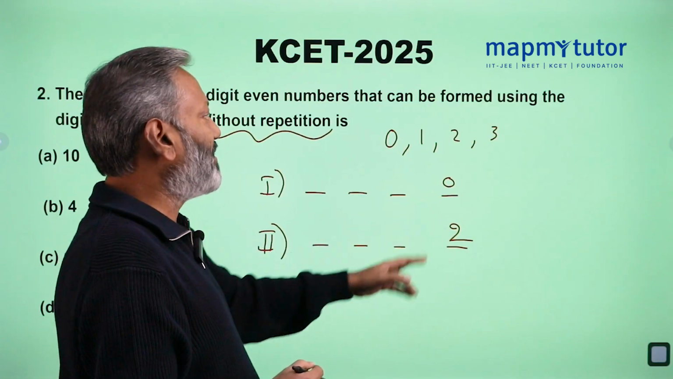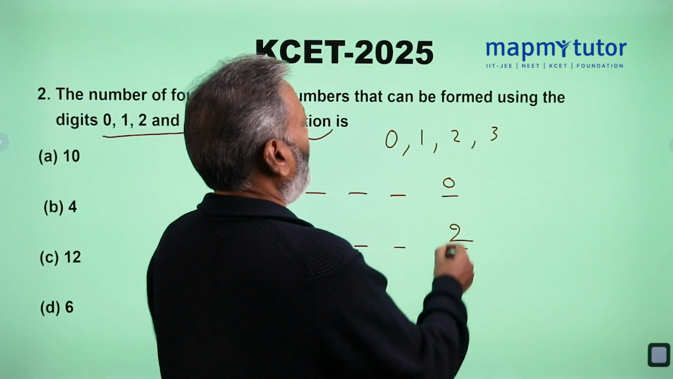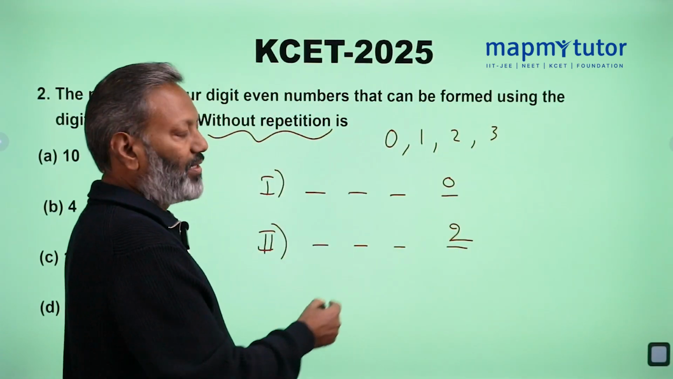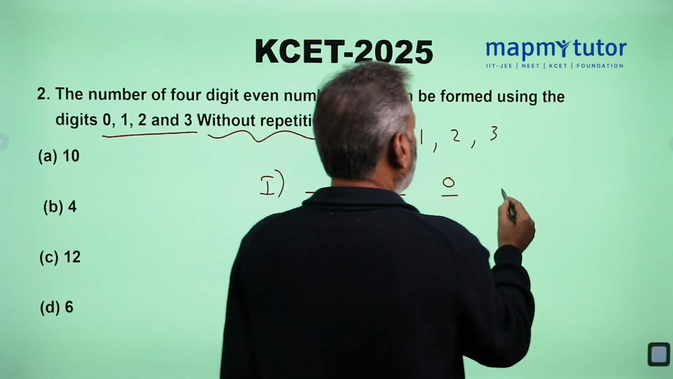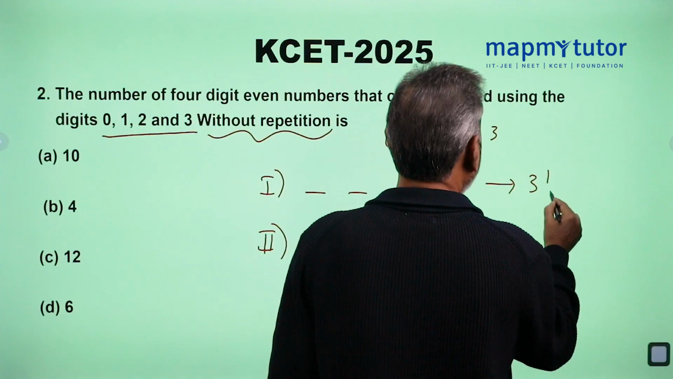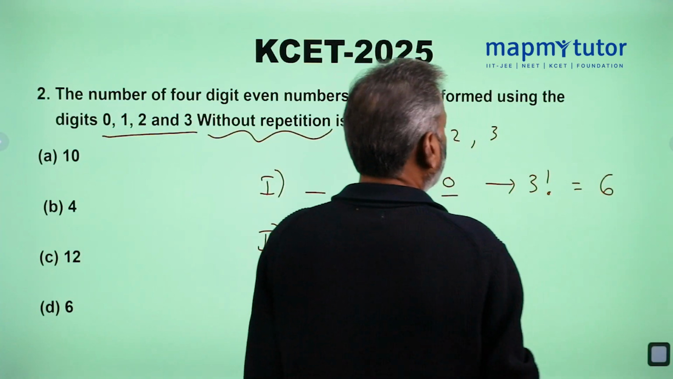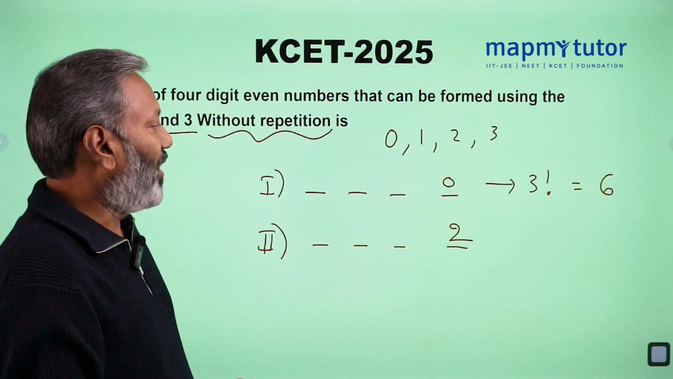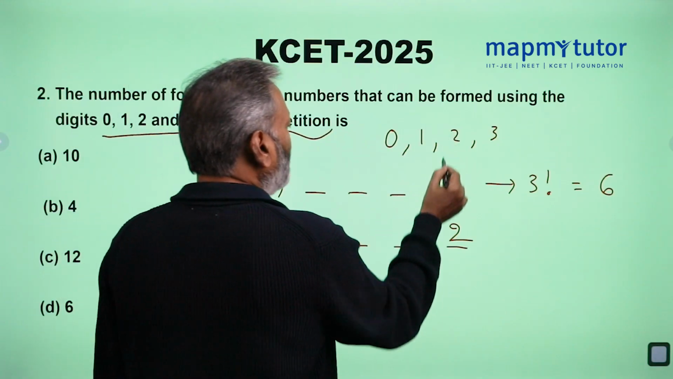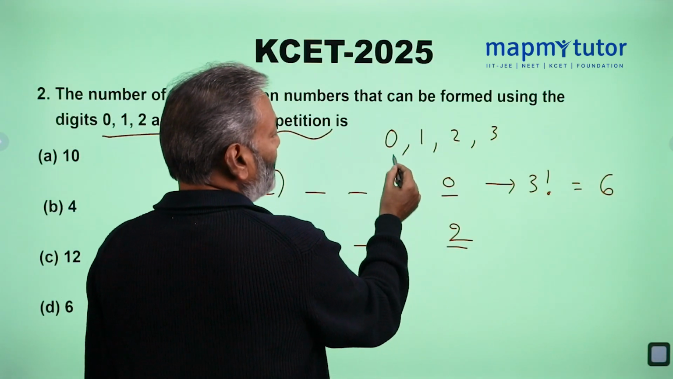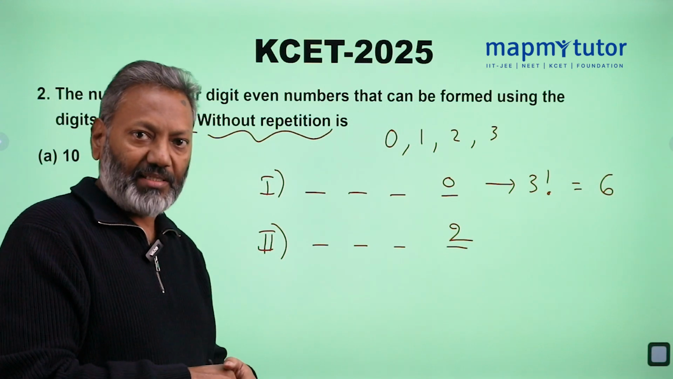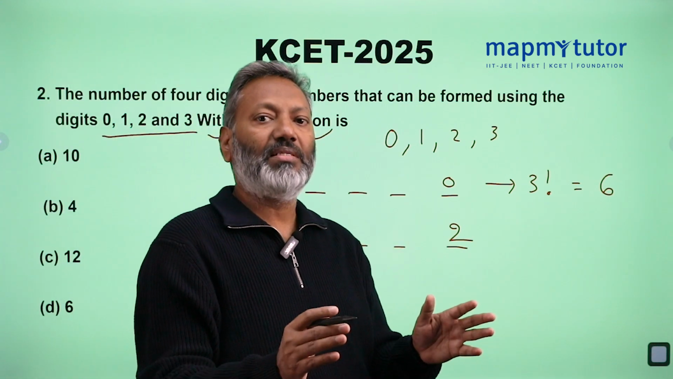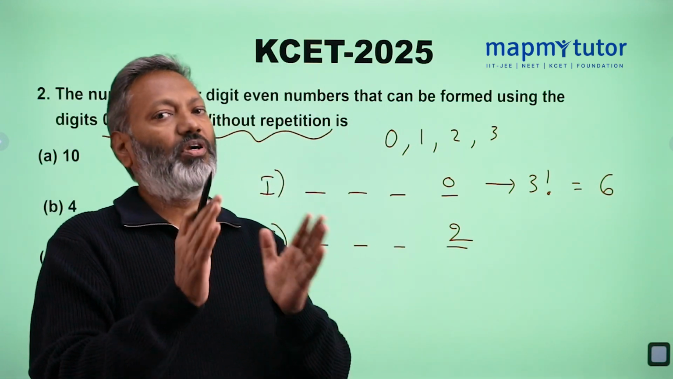Whenever 0 is there, of course, 0 is fixed here. What are the remaining digits? 1, 2, 3, and the remaining 3 places are to be filled. 3 non-zero digits and 3 places to be filled: 3 factorial ways, without repetition. Next one: 2 is already fixed. What are the remaining digits? 0, 1, 3. And remember, 0 cannot be in the thousands place. If it is in the thousands place, it cannot be considered a 4-digit number.